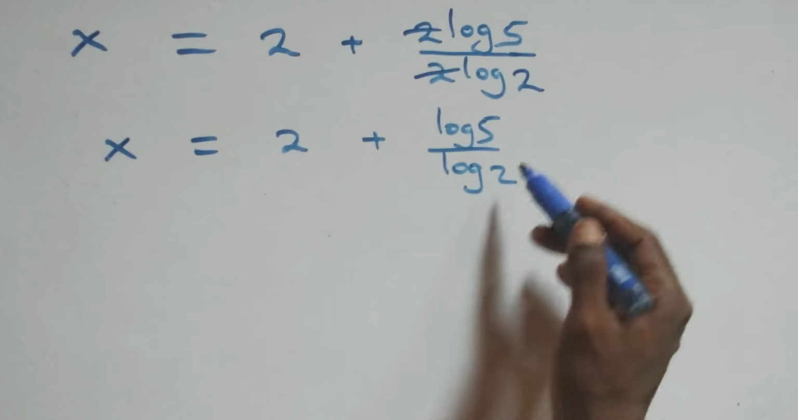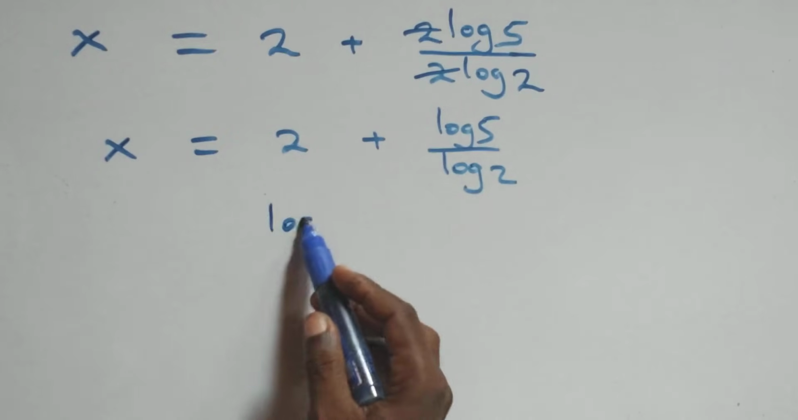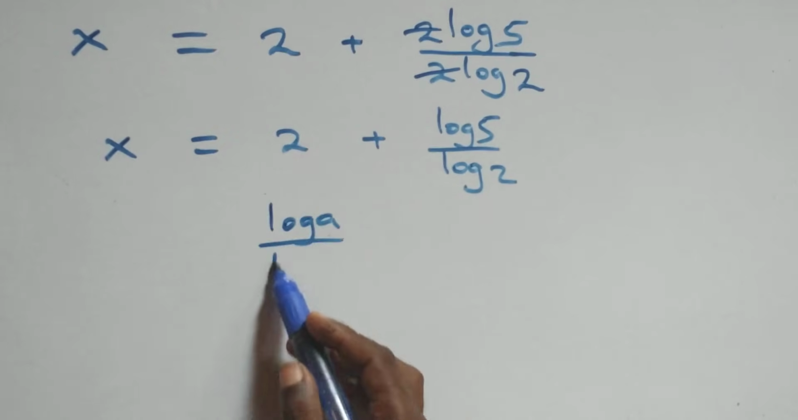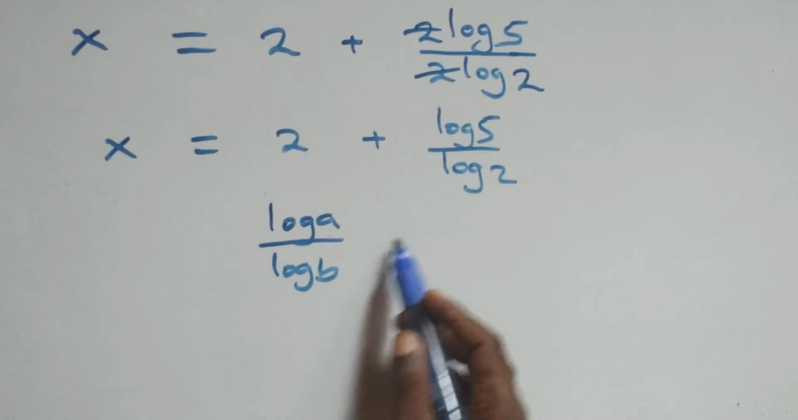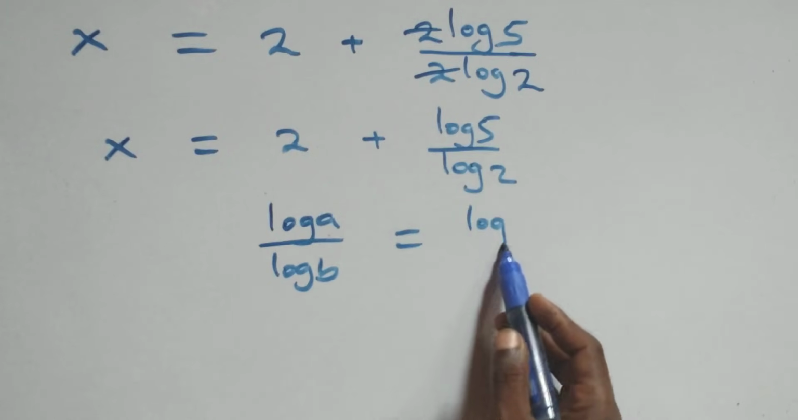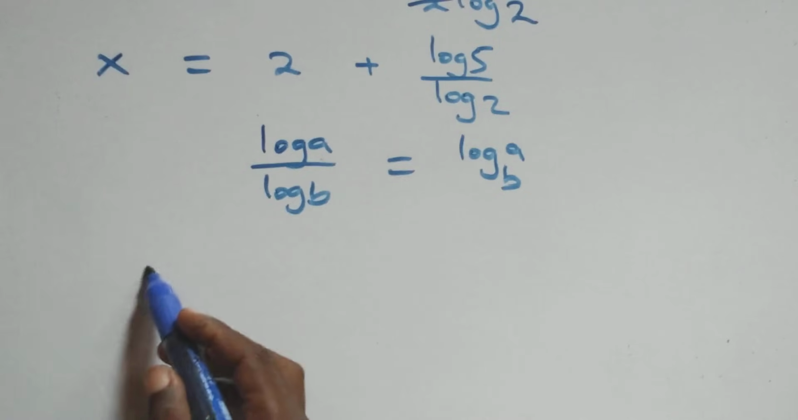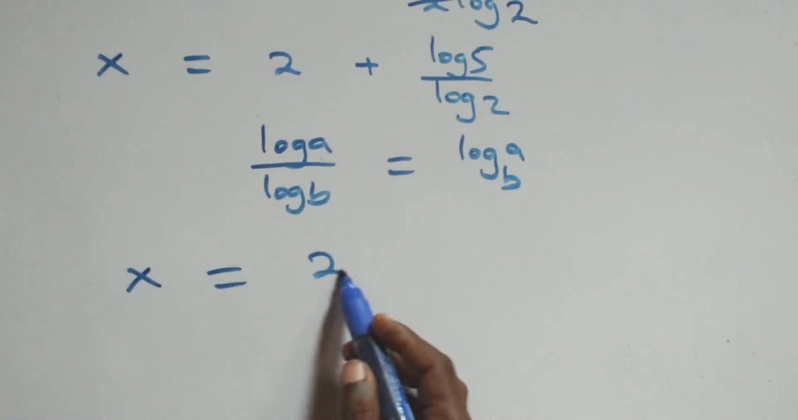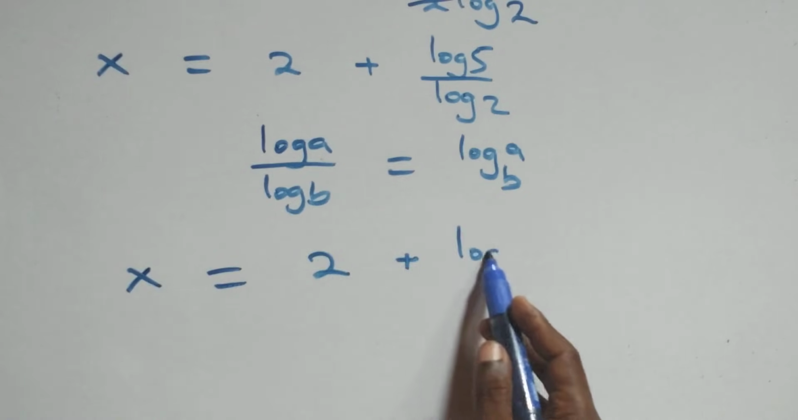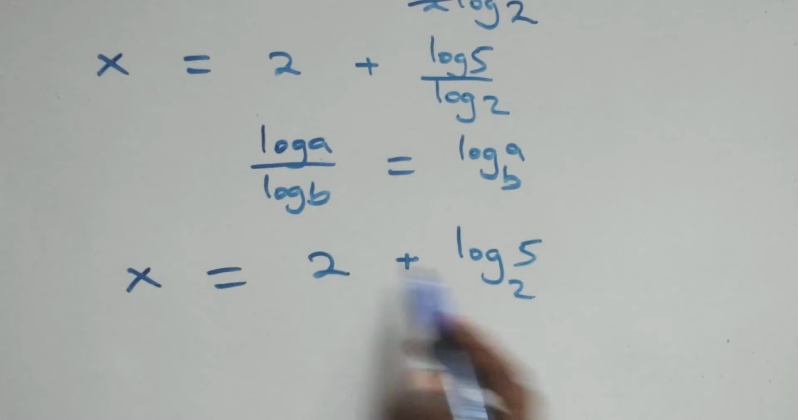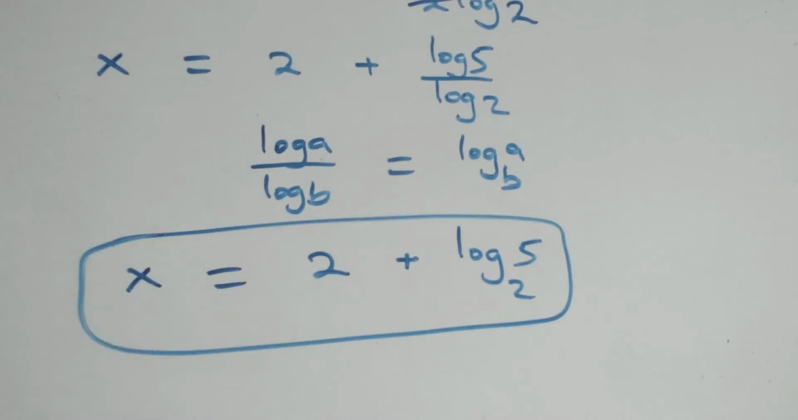Then here we apply change of base. When we have log a over log b, this is the same thing as log a to base b. That is, what we have here becomes x equals to 2 plus log 5 base 2. That is, we have the value of x in this problem. Then let's check if this satisfies this given problem.